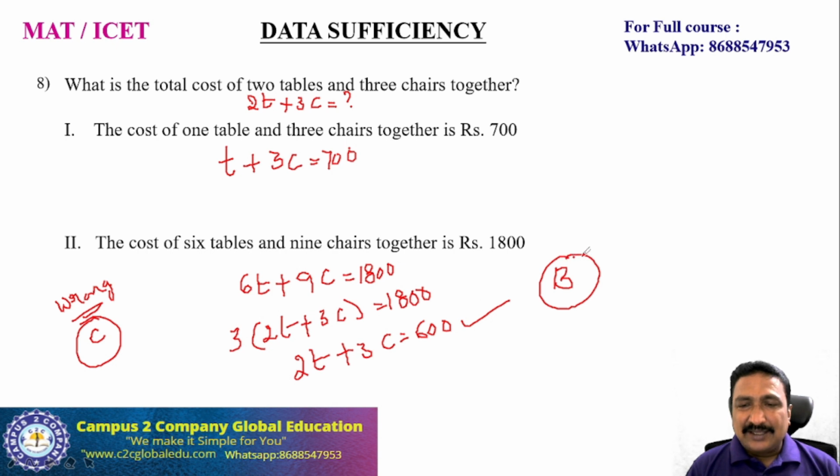Only some students will keep the answer as B, but most of the students will keep the answer as C by combining. So this is the wrong answer. This is the correct answer. So always you have to look very carefully while you are giving answers in data sufficiency. We'll go to the next problem, friends.